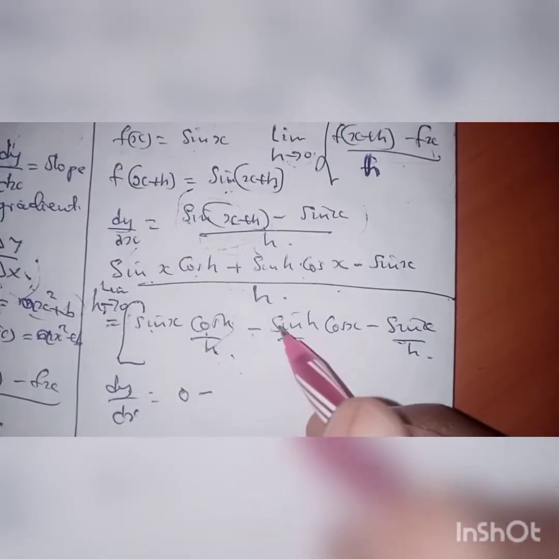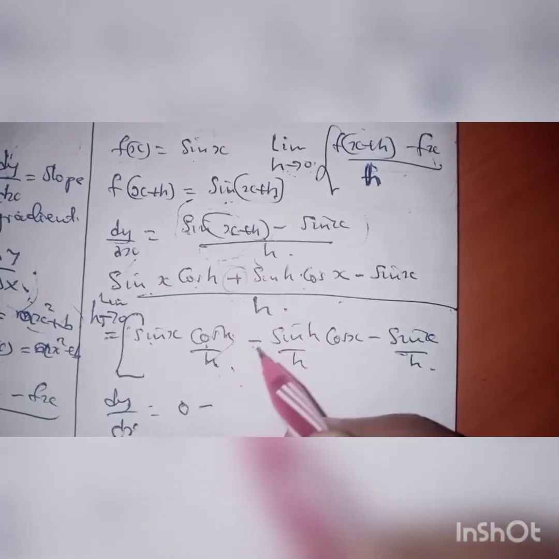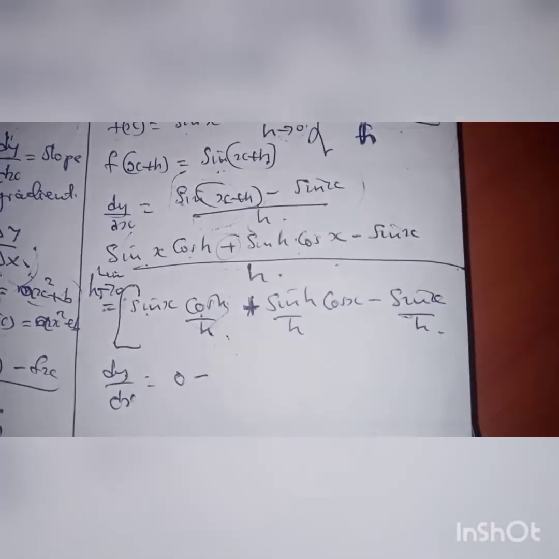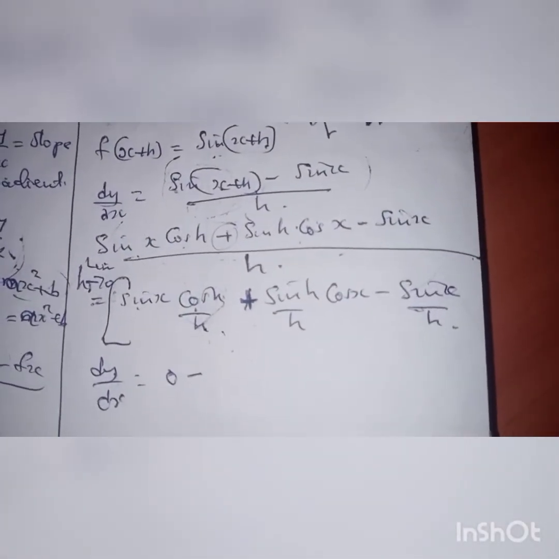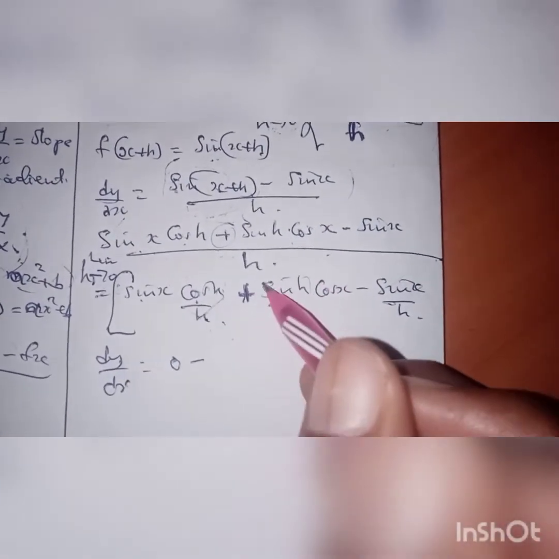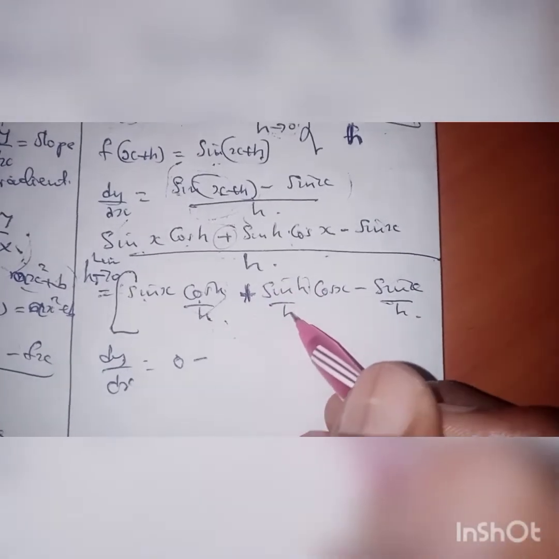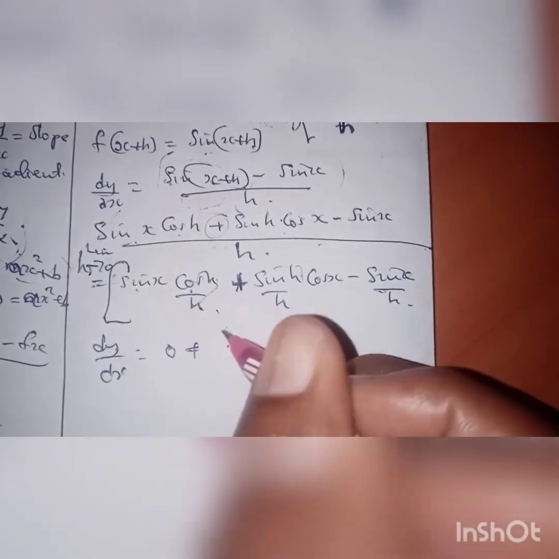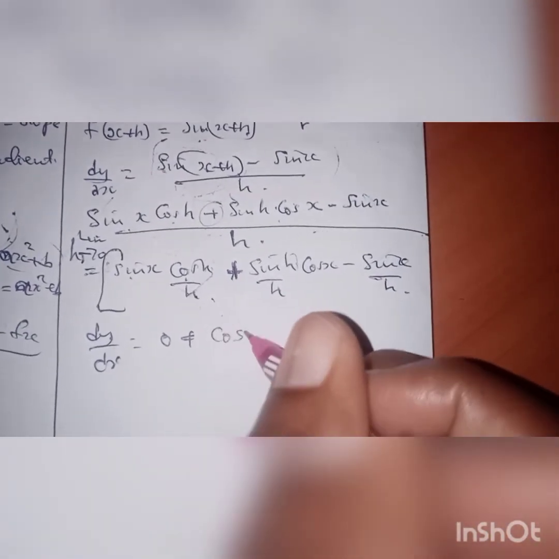I'm sorry, it was an addition sign here. I'm sorry, my viewers, just a mistake. Then the limit of sine h over h when h approaches 0 is 1. Then 1 multiplied by cos x is just cos x.